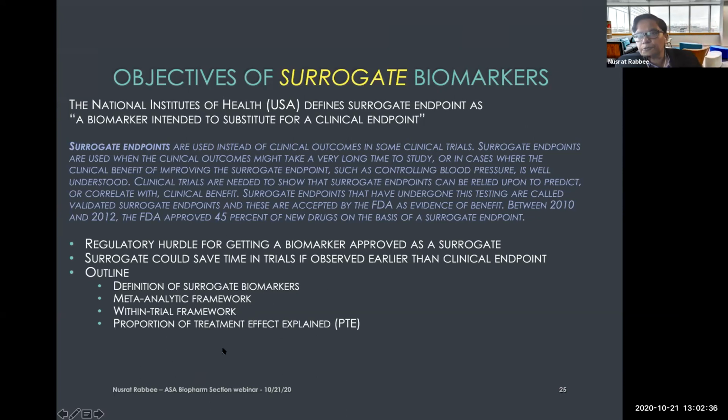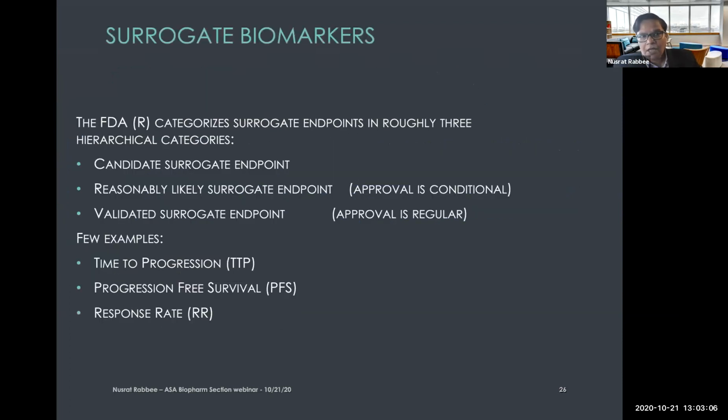There's a third concept, which is proportion of treatment effect explained. So given the treatment effect on the outcome and the treatment effect on the surrogate, what proportion of the outcome, a true endpoint treatment effect, is the surrogate endpoint treatment effect explaining? The best is 100%. The worst is 0%. Most biomarkers are somewhere in between. So I talk a lot about that.